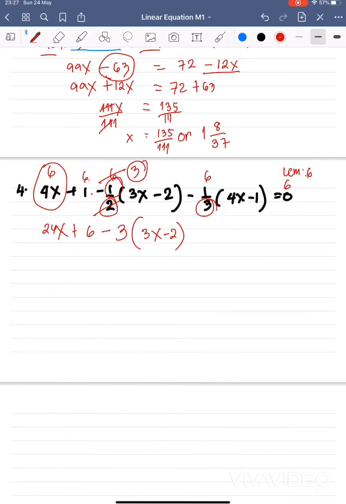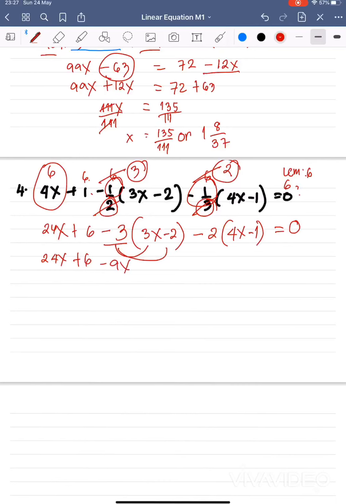In the fourth term, we can cancel out this 3 and 6, so that is 2. 2 times negative 1, so that is minus 2. And then let's copy first 4x minus 1. That is equal to 6 times 0, we will get 0. Next is we copy or bring down 24x plus 6. We will distribute negative 3 here. So we have negative 9x plus 6 minus 2 times 4x is negative 8x. Negative 2 times negative 1, it will give us plus 2 equals 0.